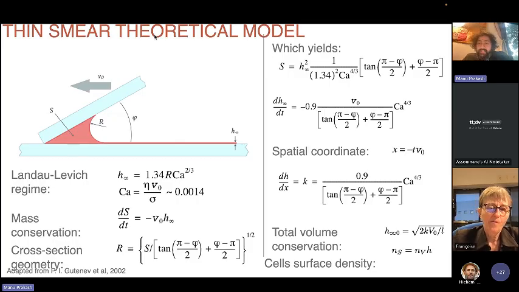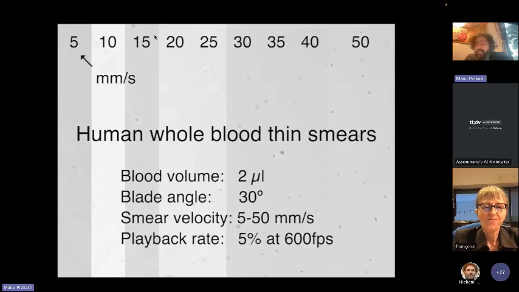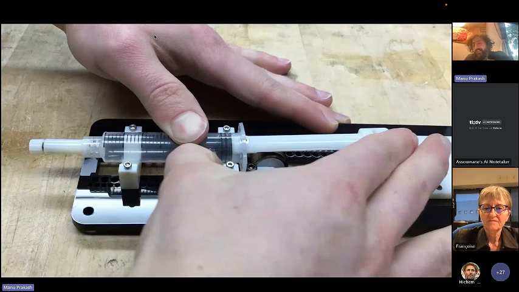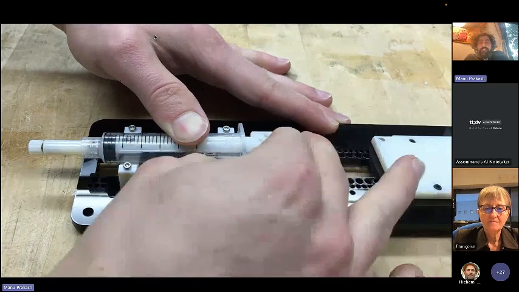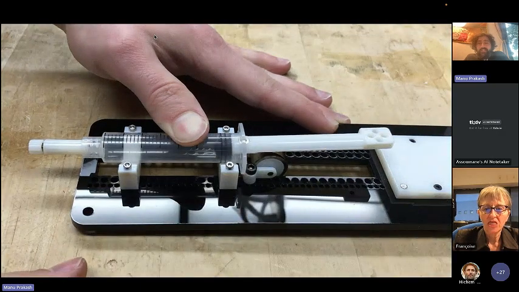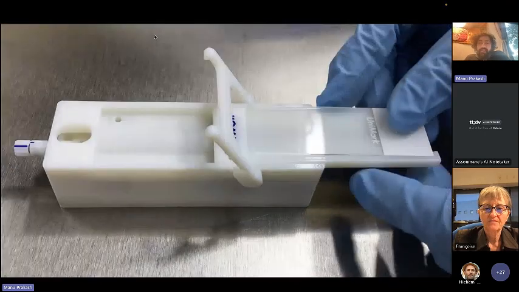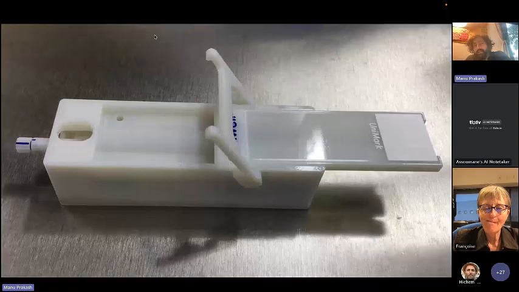Nobody had mathematically done this. When we did this, we realized we can build a small little gadget made out of simple parts, tens of cents of parts, that really allows us to automate smear making. I'll just show you what that looks like. This object that I'm about to show you has a syringe inside. We use this syringe as a constant velocity motor, and that led to this project called Inkwell. Inkwell is a 3D printed smear making device.